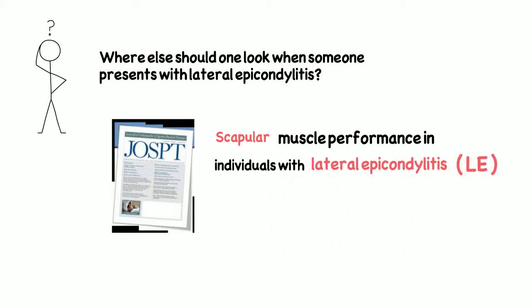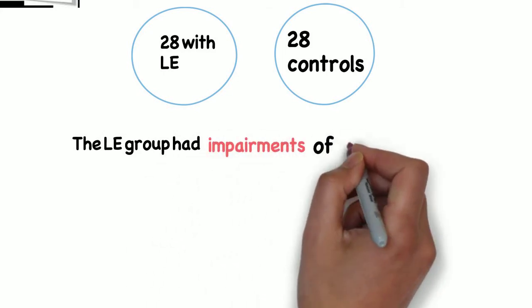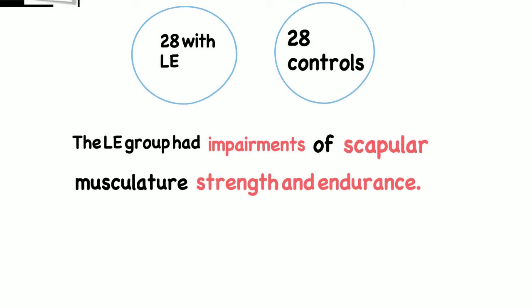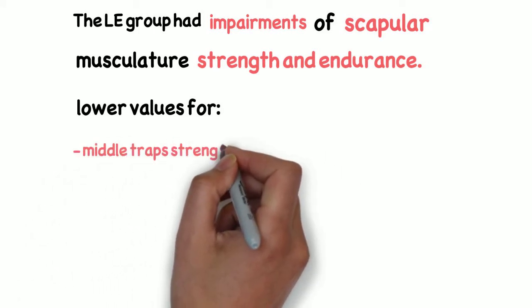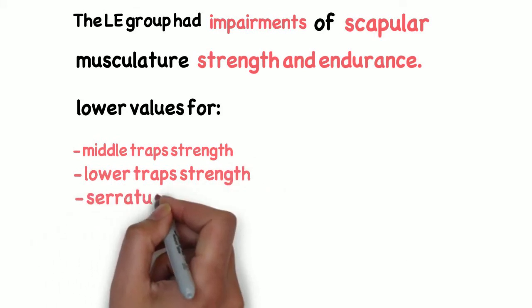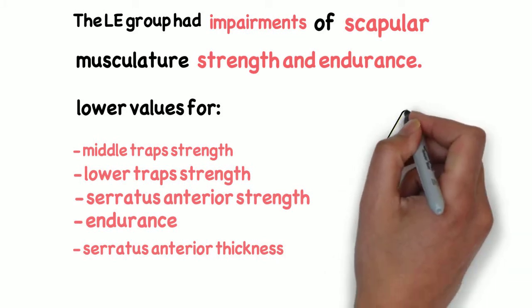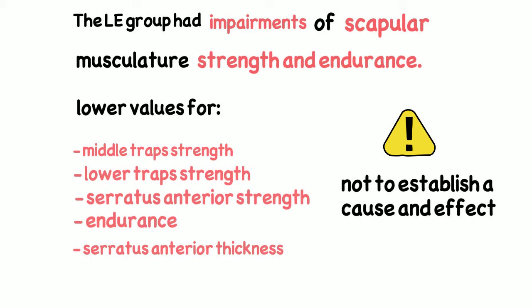The study separated the subjects into 28 patients with lateral epicondylitis and 28 controls. Here's what they found. The lateral epicondylitis group had impairments of scapular musculature, strength, and endurance. More specifically, the involved side of lateral epicondylitis patients had lower values for middle trap strength, lower trap strength, serratus anterior strength, endurance, and change in serratus anterior thickness. However, it's kind of important not to establish a cause and effect here, since weakness of the scapular musculature can be the result of lateral epicondylitis. Regardless, the study helps us think outside the box and look at other areas to assess, such as the scapula.